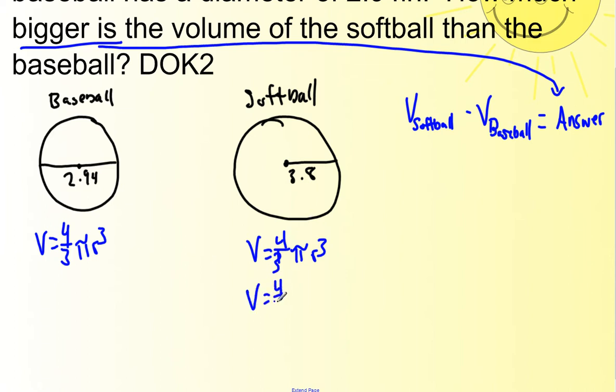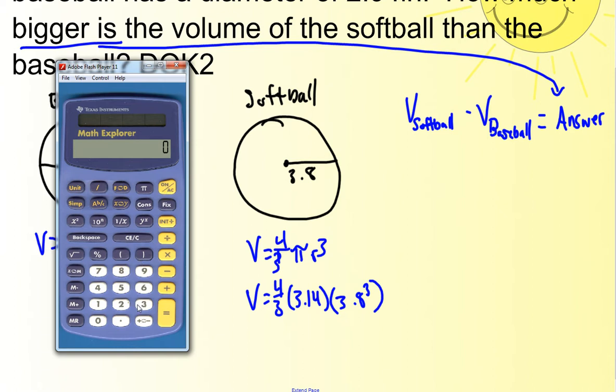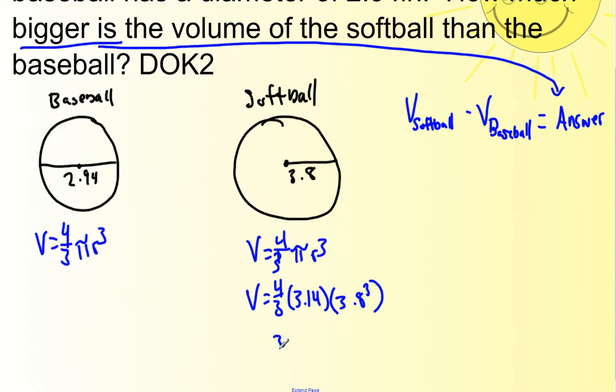Volume equals 4/3 times 3.14 times by the radius, and this one does give us a radius of 3.8 cubed. Let's just continue with this softball while we're doing it. All right, so I'm going to take 3.8 and cube it. 3.8 times by 3.8 equals, times by 3.8 equals 54.872.